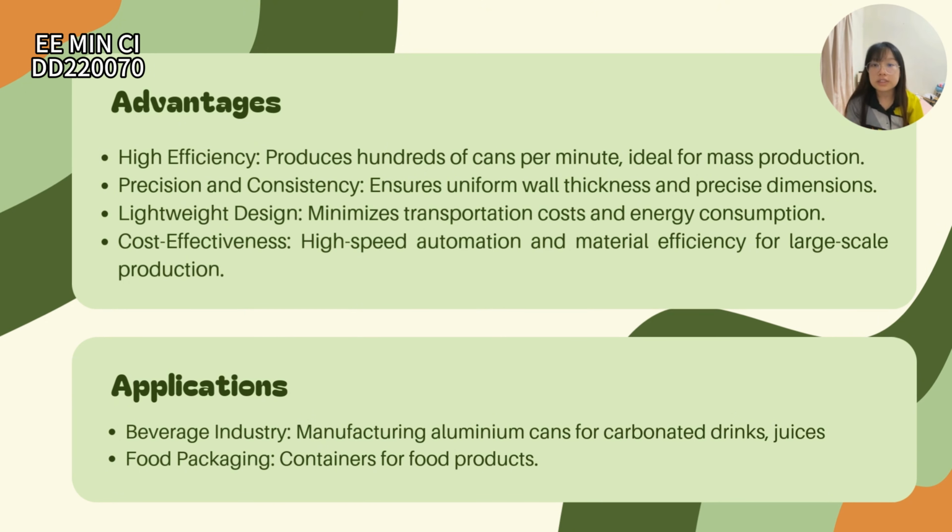So the first advantage is high efficiency, which can produce hundreds of cans per minute, ideal for mass production. And the second one is it can ensure uniform wall thickness and precise dimensions. The third one is the lightweight design, which minimizes transportation cost and energy consumption. And the last one is cost effectiveness because of the high-speed automation and material efficiency for large-scale production.